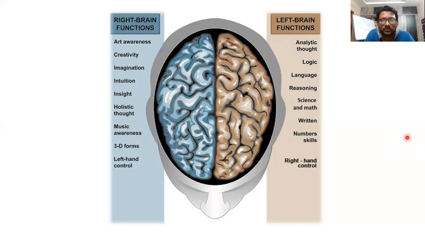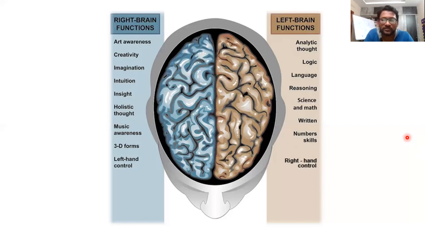If you see this slide, right-handed people and about two-thirds of left-handed people show specialization of speech function in their left hemispheres. As I told you, the right brain controls the left parts, and the left brain controls the right part of the body. These are the different functions of the left brain.